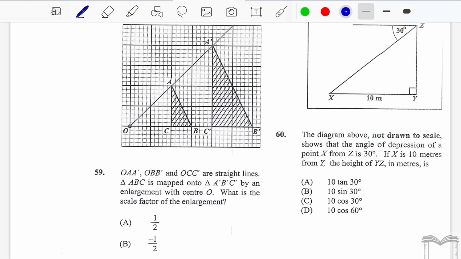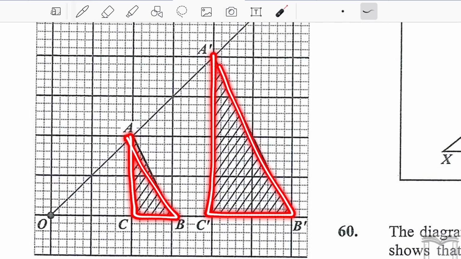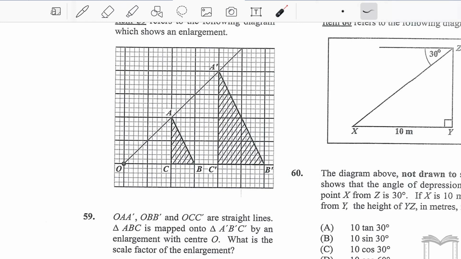So there's a simple formula to determine the enlargement factor. Firstly, we can see that from triangle ABC to triangle A prime, B prime, and C prime, it is definitely getting bigger. This triangle is definitely smaller than this triangle. So the triangle has gotten larger. We can also see that the triangle is getting bigger in the positive x direction and in the positive y direction.